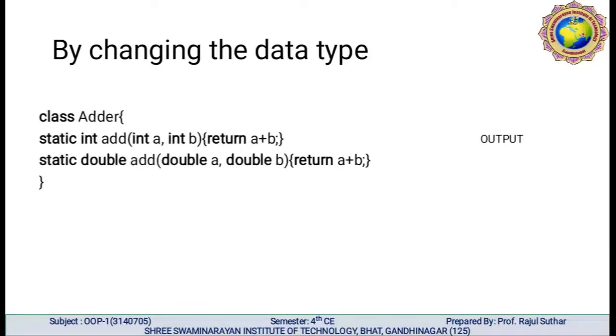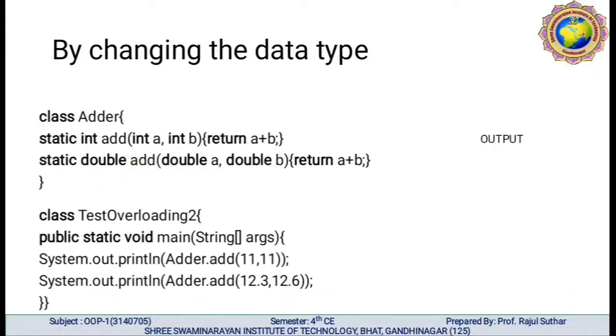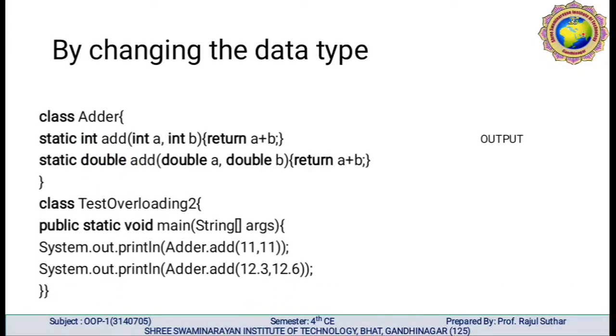By changing the data type. The second method is by changing the data type. In this program the class header is the same. The class is Adder, static int add(int a, int b) and return a plus b. Static double: here the data type is changed. Instead of integer we are using double. So static double add(double a, double b) returns the addition the same.